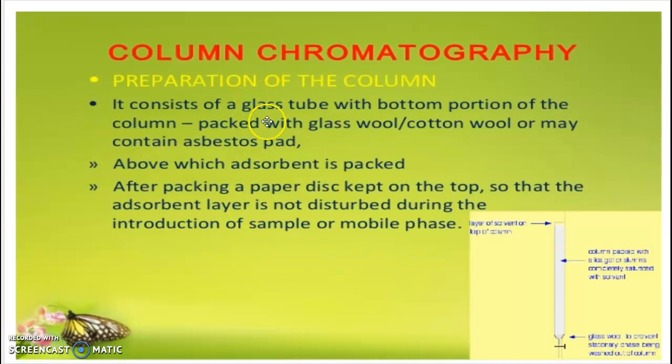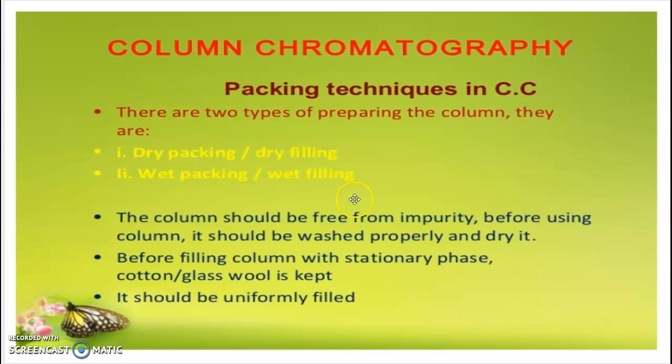Next, preparation of column. How we will prepare: it consists of a glass tube with the bottom portion of the column packed with glass wool or cotton wool, which may contain an asbestos pad, above which adsorbent is packed. After packing, a paper disc is kept on the top so that the adsorbent layer is not disturbed during the introduction of sample or mobile phase. You can use a paper disc or a sand layer.